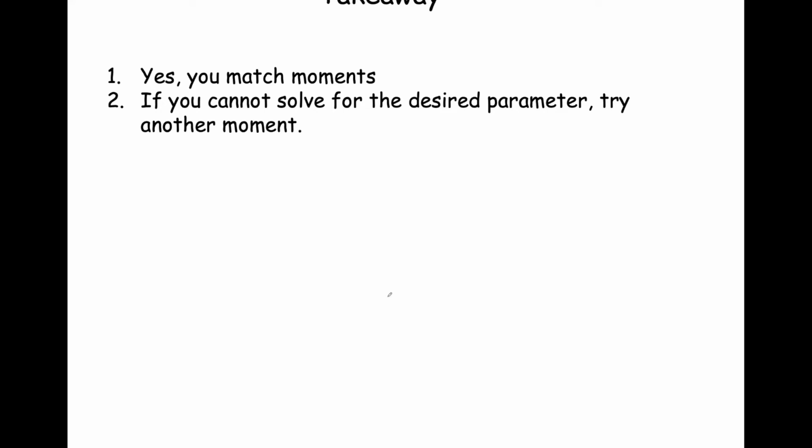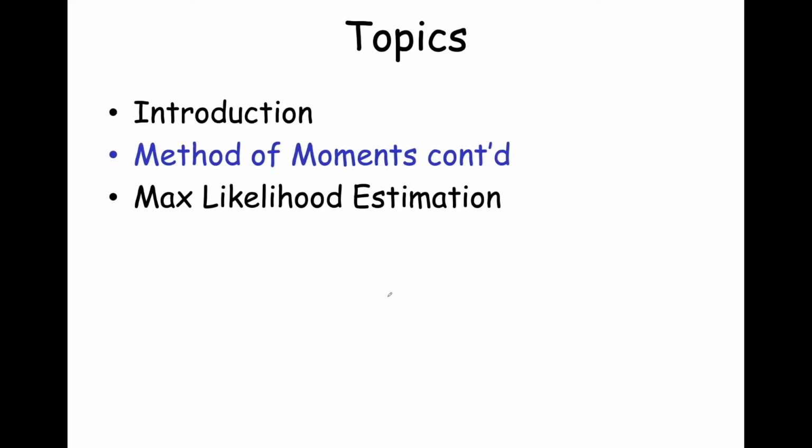If you cannot solve for some desired parameter, try another moment. For example, if you did not try the central version of the moment, then try the non-central version. If you try the central version and it didn't work when you tried to solve for the desired parameters, try the non-central version. So choose another moment if you can't solve for the desired parameter. Okay, so that's method of moments estimation.